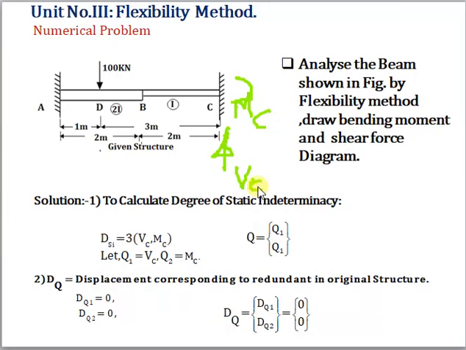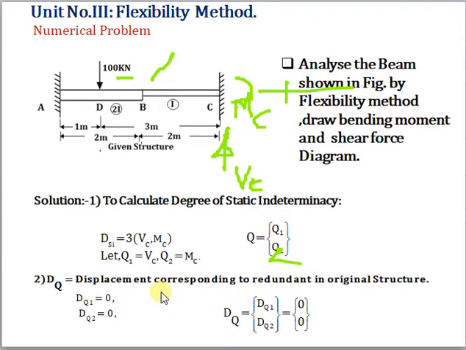Let's call Vc as Q1 and Mc as Q2. Now we neglect the horizontal. Why do we neglect the horizontal? Because on the member there is no horizontal force, or our force is not inclined. If our force is not inclined, the horizontal force or reaction will not be exerted at the support. So we neglect this horizontal. So our static indeterminacy is Q1 and Q2.